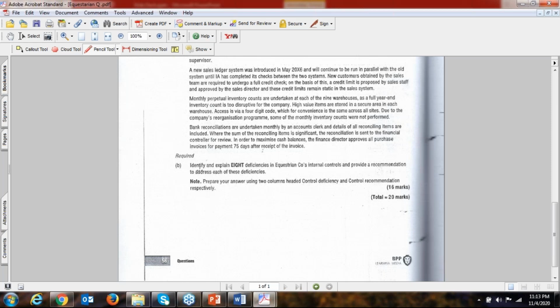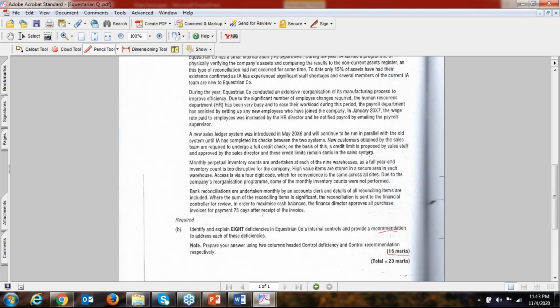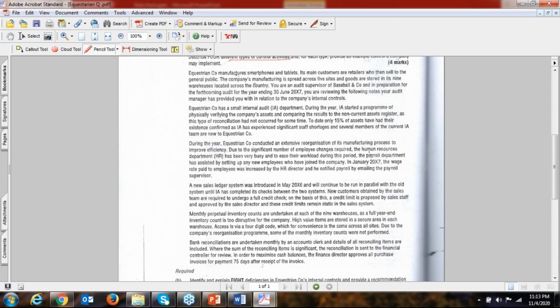So now we are going to read the requirement of the question, that is: identify and explain 8 deficiencies in Equestrian company's internal controls, and provide a recommendation for each. So 8 deficiencies, 8 recommendations, total 16. So you have a 16 mark requirement: 8 for deficiencies and 8 for recommendations.